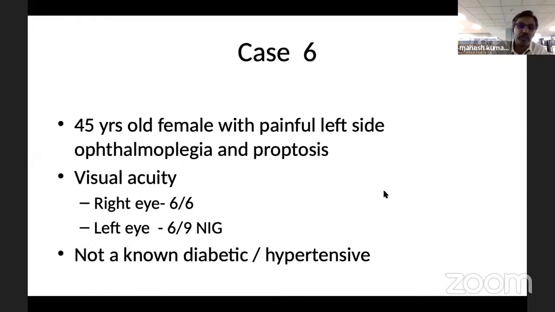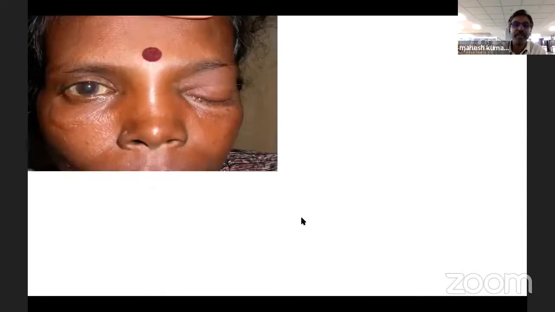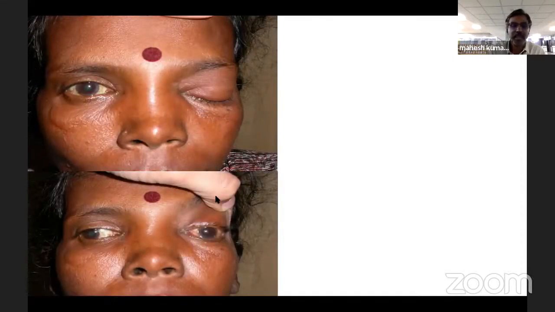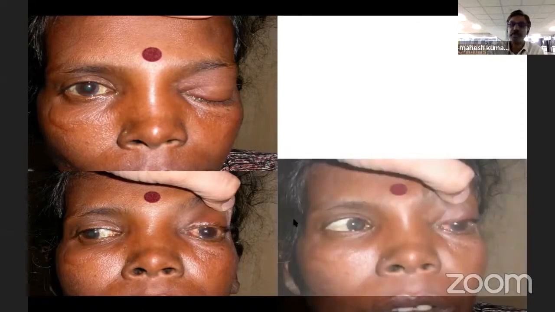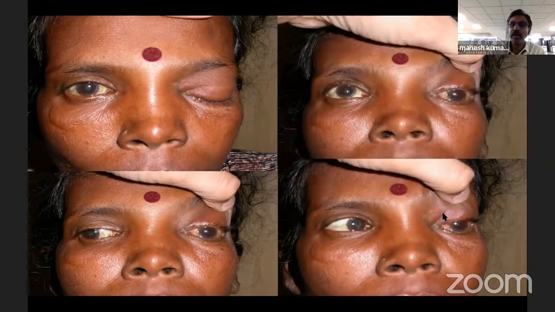So apart from TB and cysticercosis, there are some other infectious processes. A young 45-year-old female with relatively good vision, but an ophthalmoplegia on the left side, painful, with a proptosis. She is not a known diabetic. You can see here she had a ptosis with lid edema. You can see some amount of restriction along with chemosis, indicating likely that it's an infectious process. You can see restriction of all ocular movements.